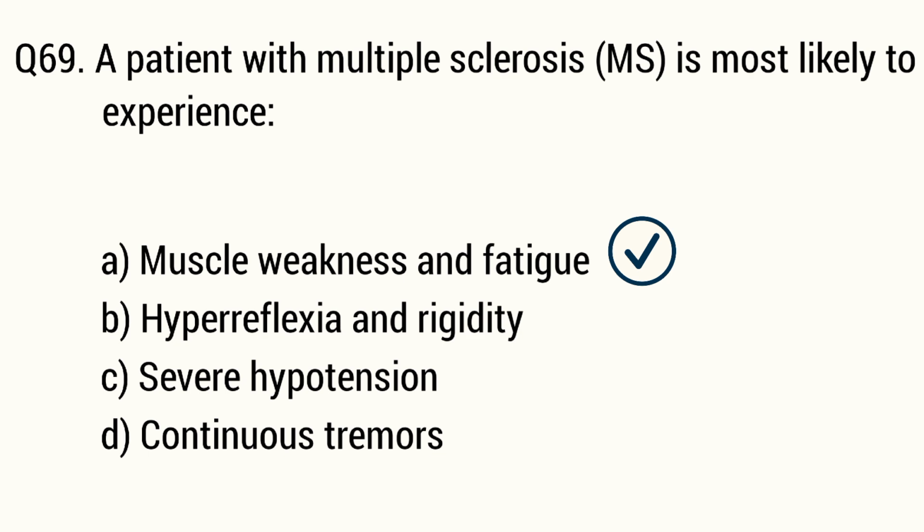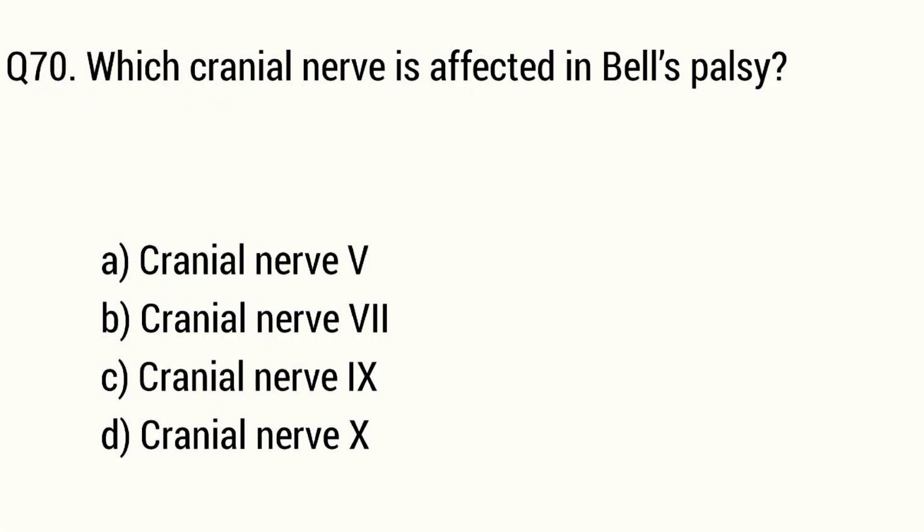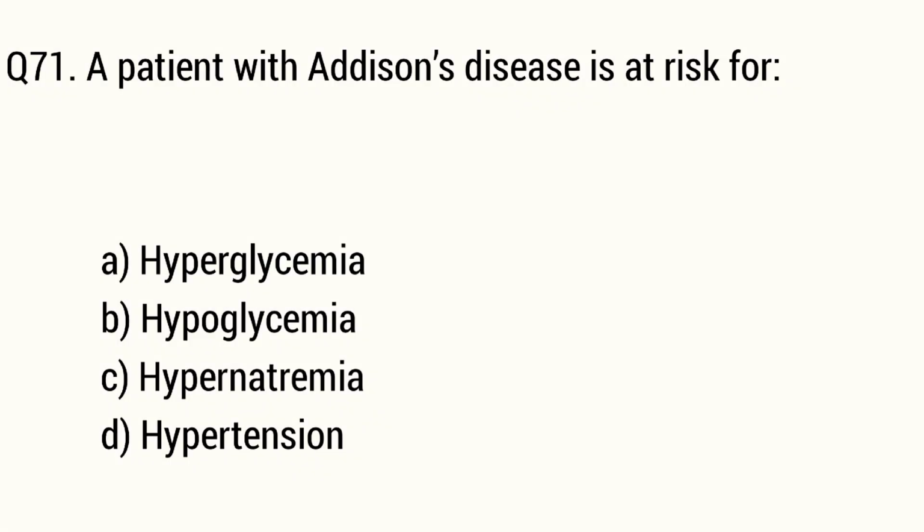Question number 70. Which cranial nerve is affected in Bell's palsy? Bell palsy. The right answer is option B, cranial nerve 7. Question number 71. A patient with Addison disease is at risk for? The right answer is option B, hypoglycemia.